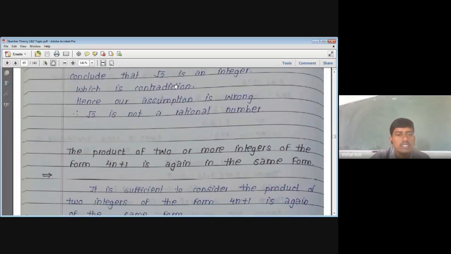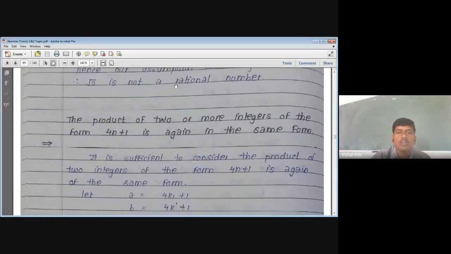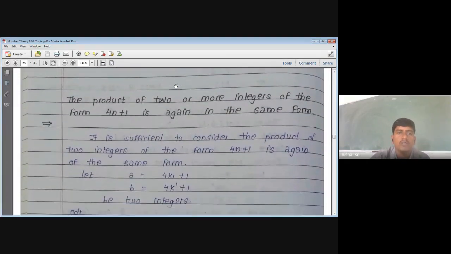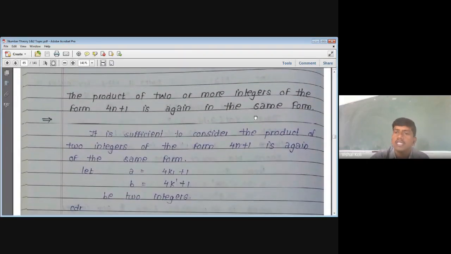Now, we have to see the next result, which is that the product of two or more integers of the form 4n plus 1 is again in the same form. Therefore, here we have to show that if we take any number of integers of the form 4n plus 1, then its multiplication is again in the same form. For that, if we consider any two integers of the form 4n plus 1 and show the product is again in the same form, then we conclude that the product of any number of such integers is again of the form 4n plus 1.